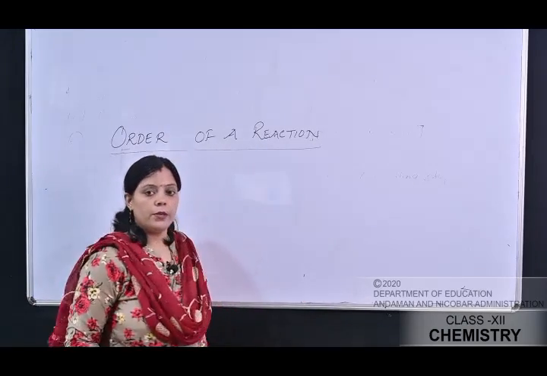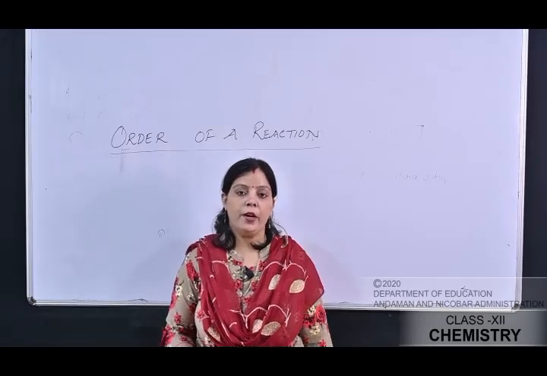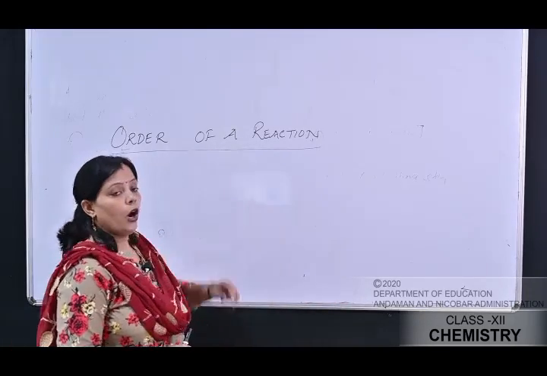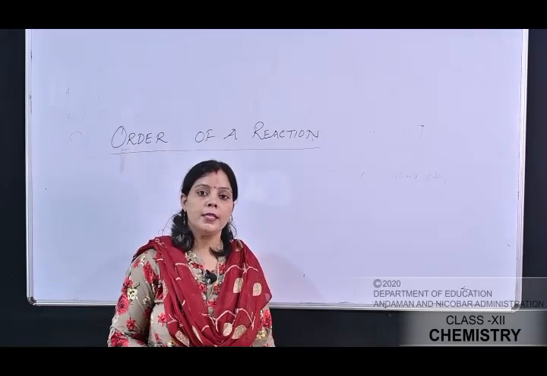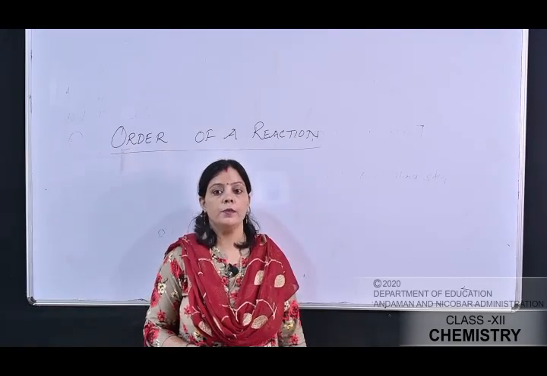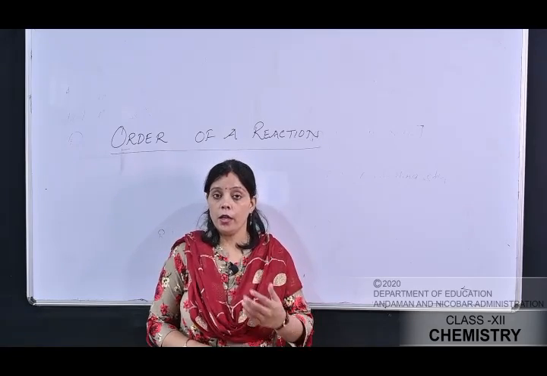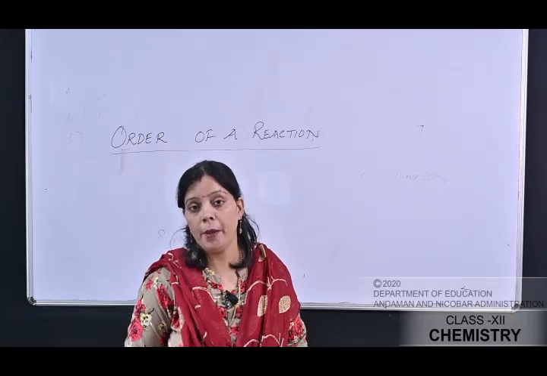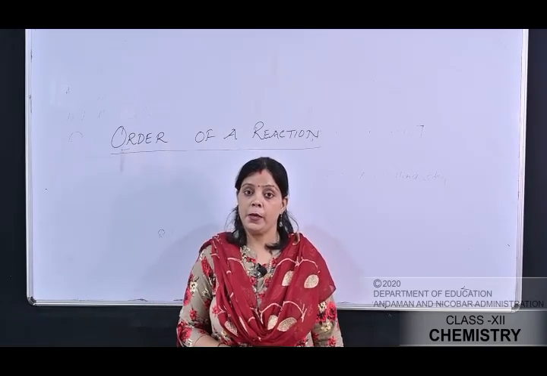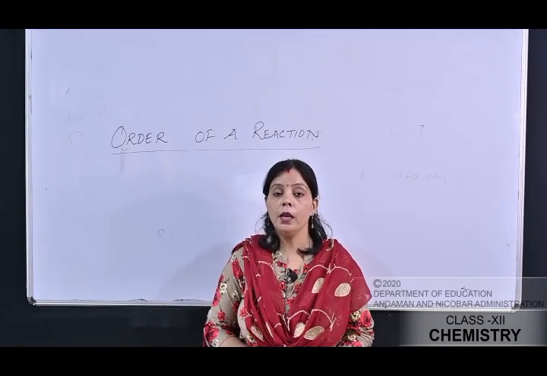In the last class, we had studied about the molecularity, and the molecularity is calculated from the balanced chemical equation, whereas the order of a reaction is defined as the sum of powers of the concentration terms in the rate law expression. So what is the order? The order is an important parameter of a chemical reaction. It is always determined experimentally and cannot be written from the balanced chemical equation.